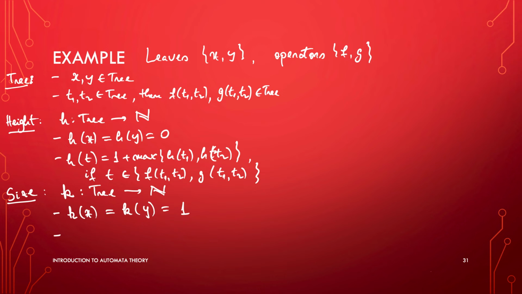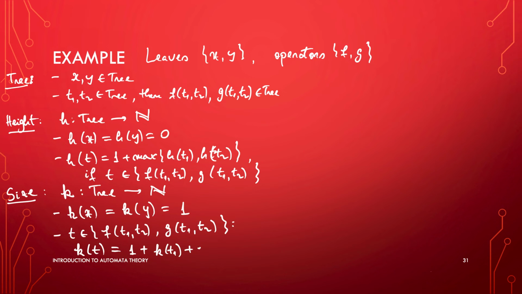And then on the other hand, if T is a composite tree, either F of T1, T2 or G of T1, T2, then the size function for T is defined to be exactly 1 plus the size of T1 and the size of T2. It's 1 plus because you have one extra node, whether it's F in this case or G in the other case. So it's 1 plus size of T1 plus size of T2. So that's the size function defined on binary trees.